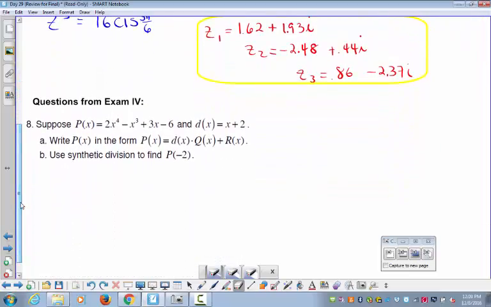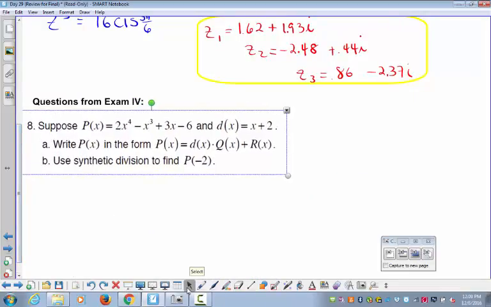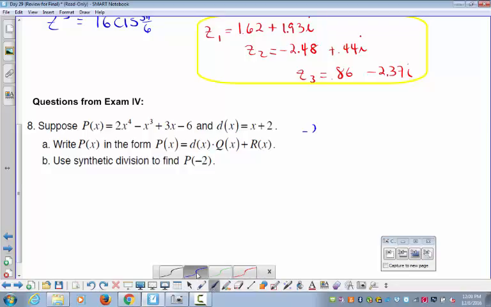Go to exam 4. So here, division algorithm, we want to rewrite the polynomial as dq plus r. So we're going to use synthetic division, put a -2 in the corner. And then we have 2, -1, 0, 3, -6.